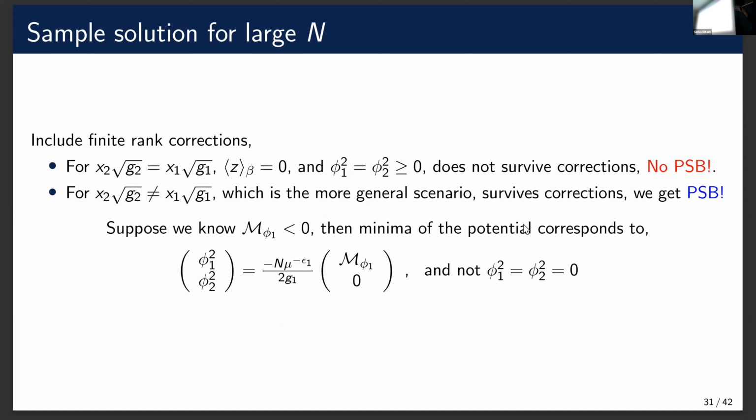But these kinds of fixed points are the more general scenario. And so we will find fixed points where this is true, which means that we can actually find solutions where the minima of the effective potential lie around these values and not around these values. And so this is a signature that symmetry is being broken in the theory at finite temperature, which is what we call order.